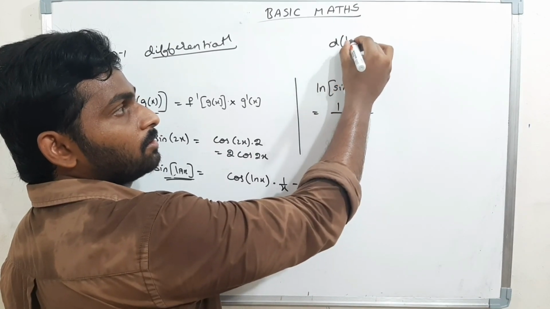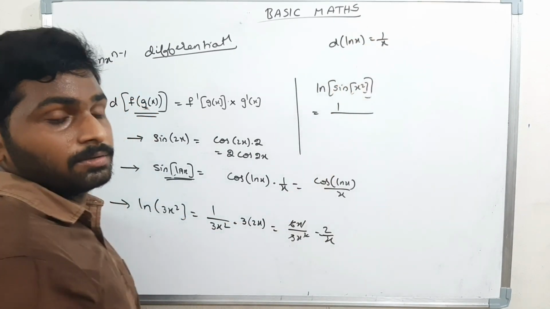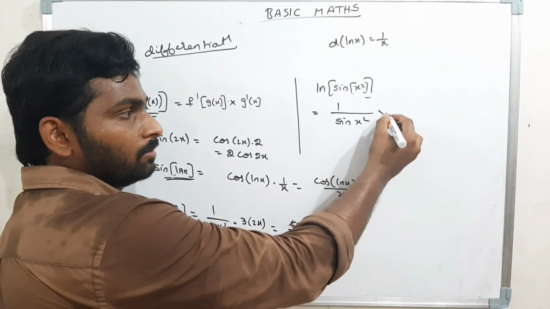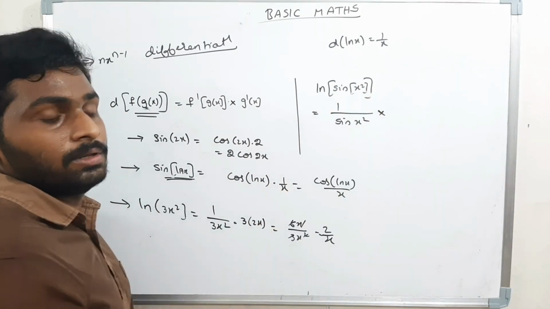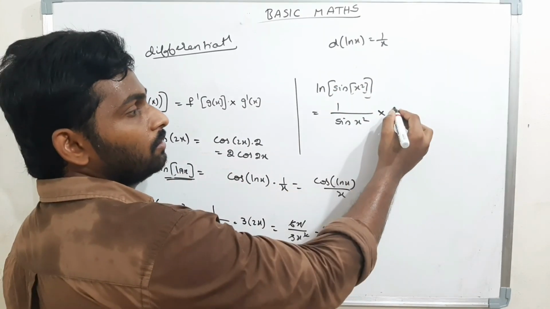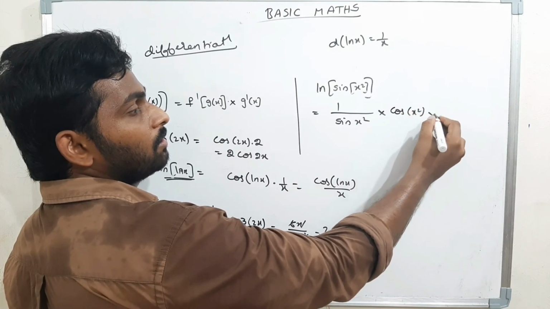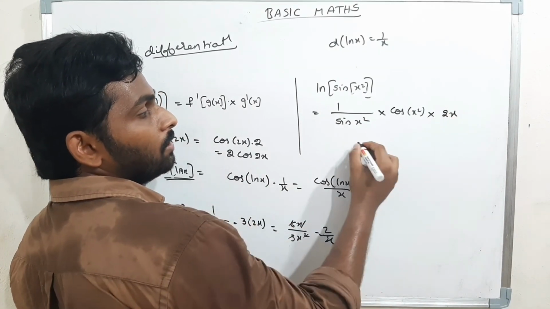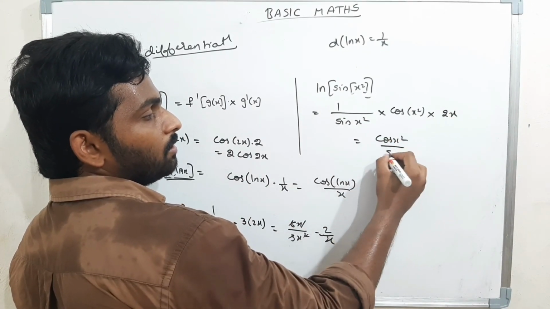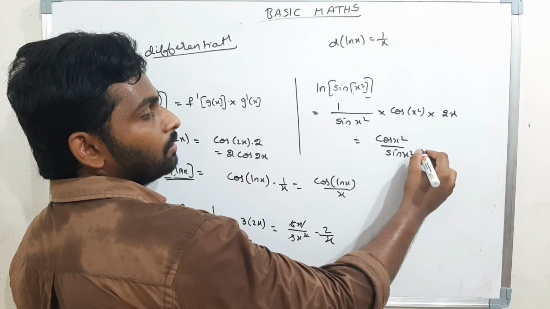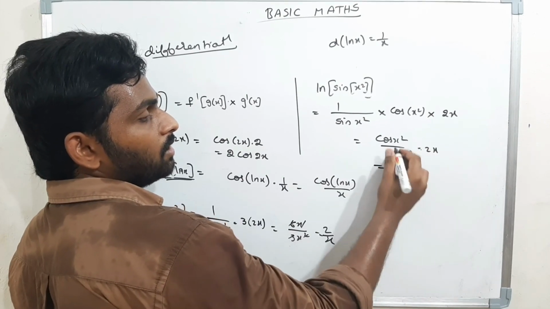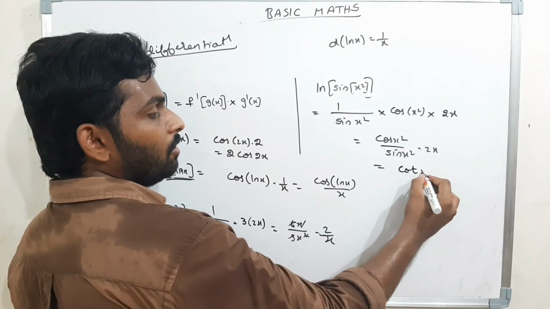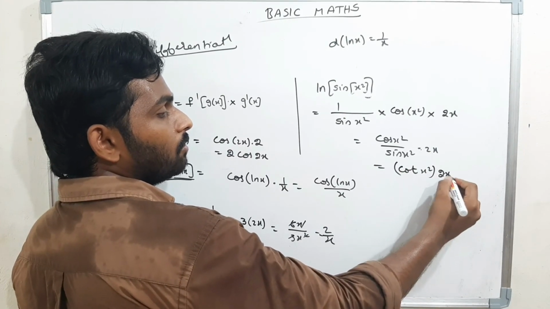What is the differentiation of ln x? 1 by x. Therefore, 1 by sin x square into, now what is the differentiation of sin x square? The differentiation of sin is cos. Therefore, into cos x square into, what is the differentiation of x square? 2x. Therefore, cos x square by sin x square into 2x. What is that? Cos by sin is how much? Cot. Cot x square into 2x.